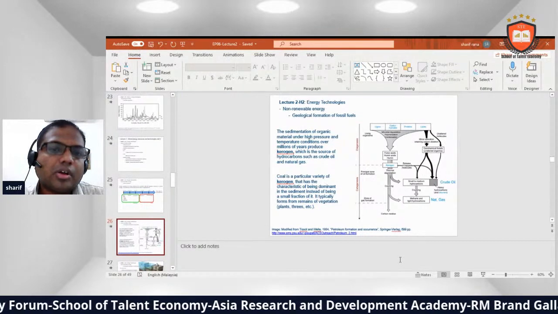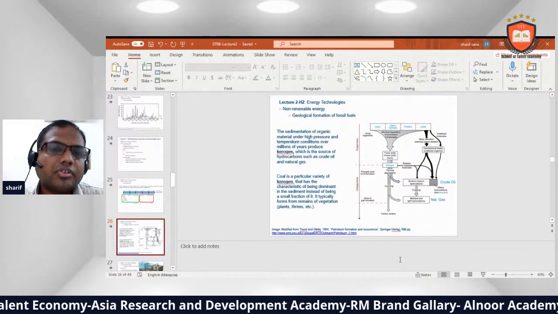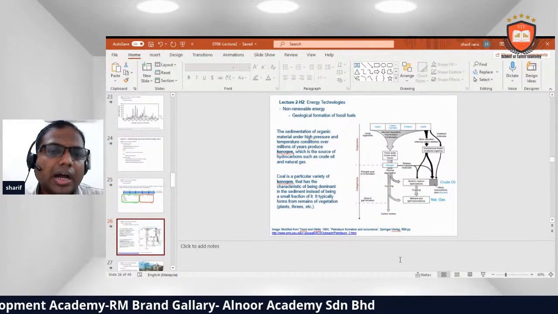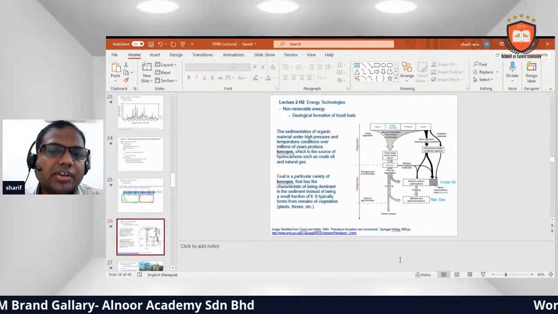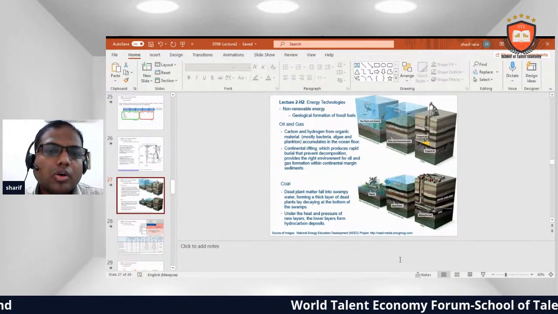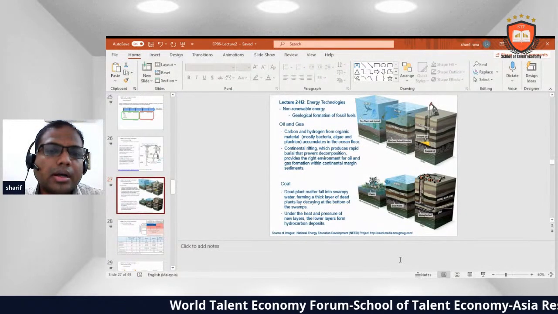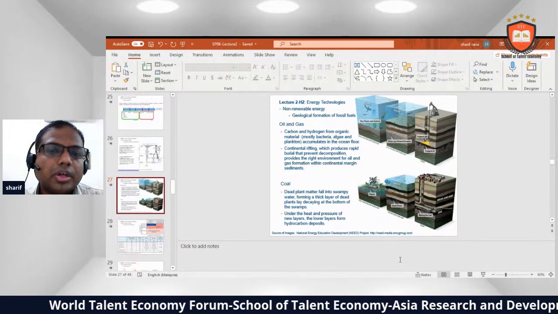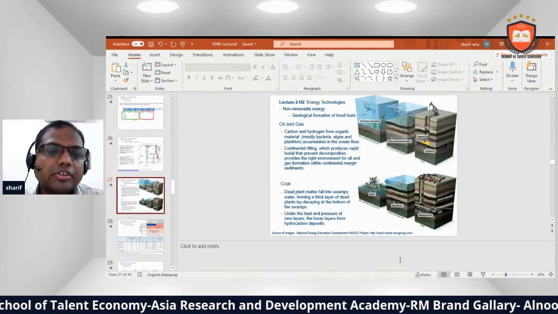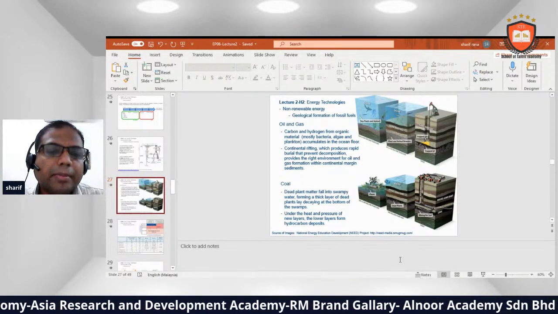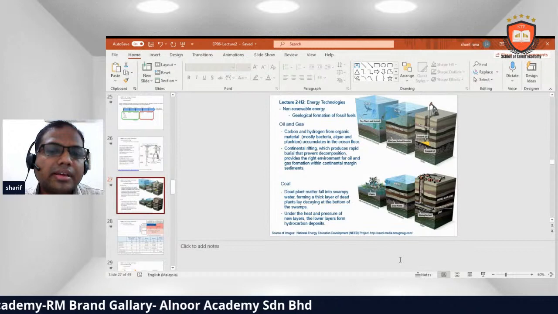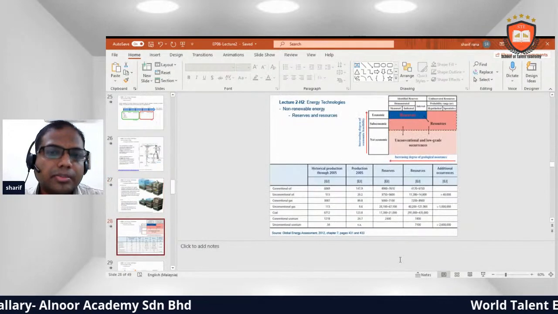The sedimentation of organic material under high pressure and temperature conditions over millions of years produces kerogens, which are the source of hydrocarbons such as crude oil and natural gas. Oil and gas contain carbon and hydrogen from organic materials. Continental rifting, which produces rapid burial that prevents decomposition, provides the right environment for oil and gas formation within continental margin sediments. Coal: dead plant matter falls into swampy water, forming thick layers of dead plants decaying at the bottom of the swamps.